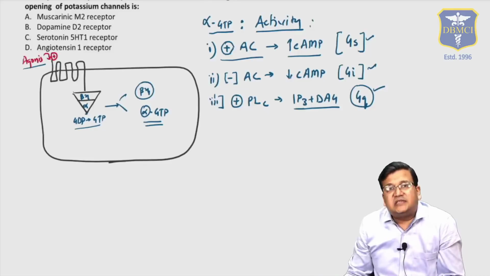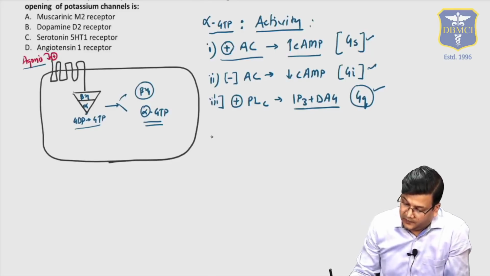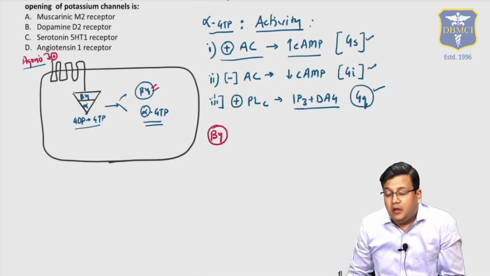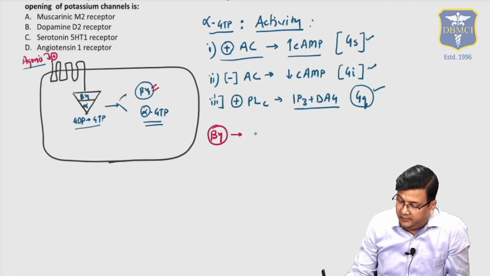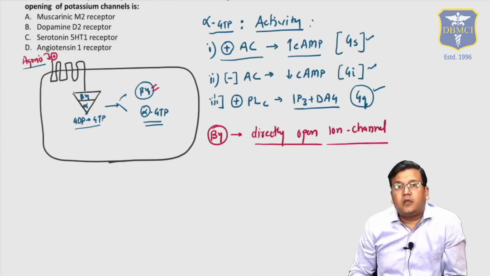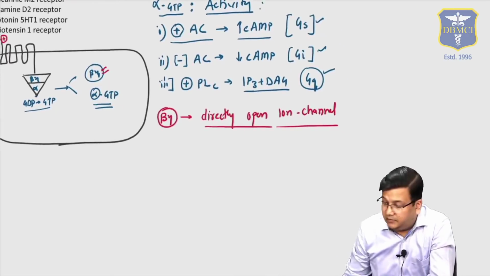Not much emphasis has been placed on this beta gamma unit. What can this beta gamma unit do? Now this beta gamma unit can directly open certain ion channels. It was known from the very beginning, but not much research or information was available.